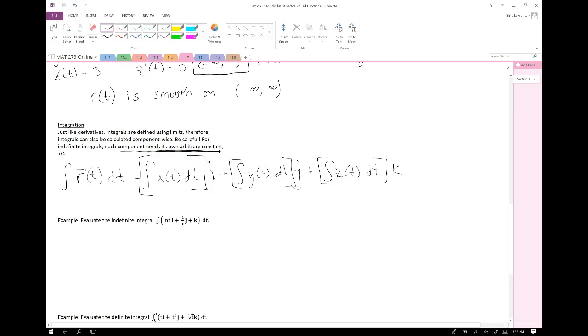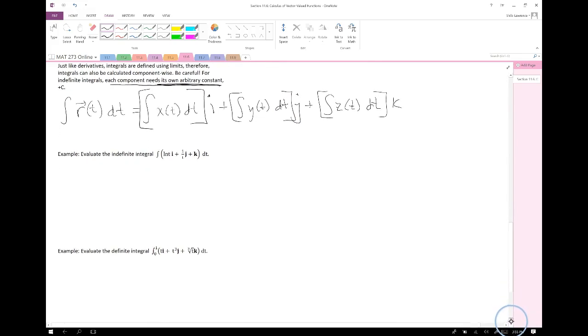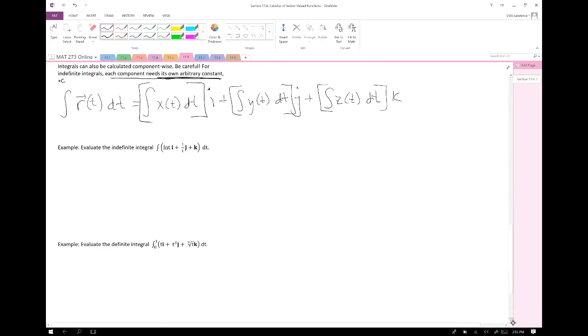And there's several ways that we could write this. So let's look at an example, and I'll show you the different ways that we could include that arbitrary plus c in each of the components. We want to evaluate the indefinite integral. That means we're not going to be plugging any values in for t, for natural log of t i plus 1 over t j plus k with respect to t.